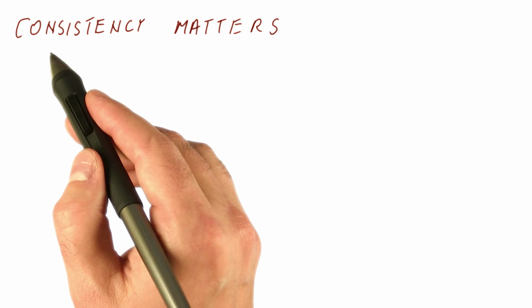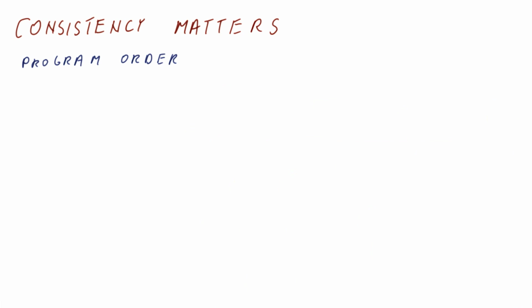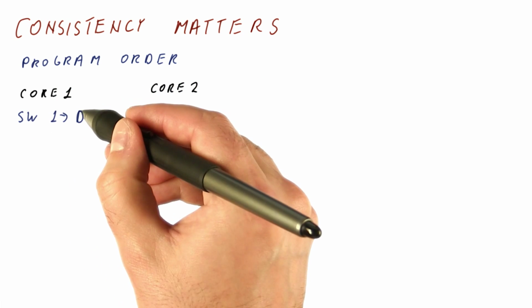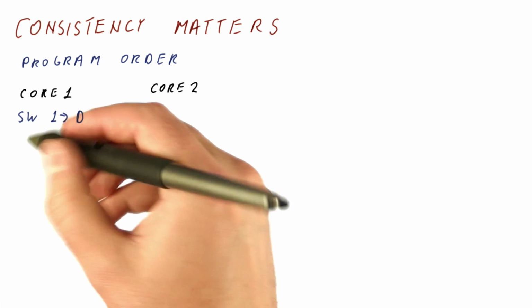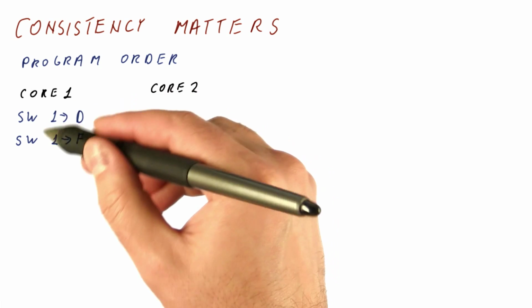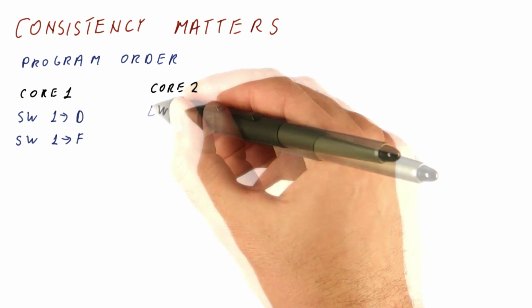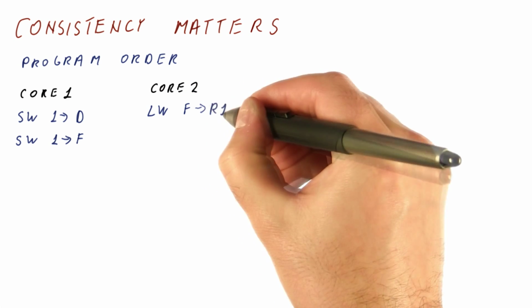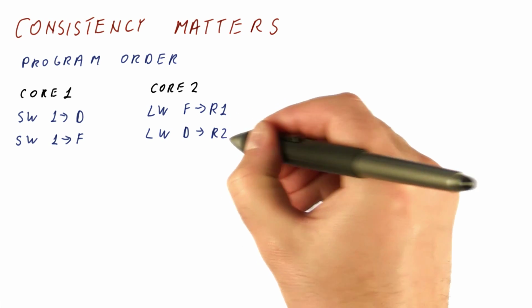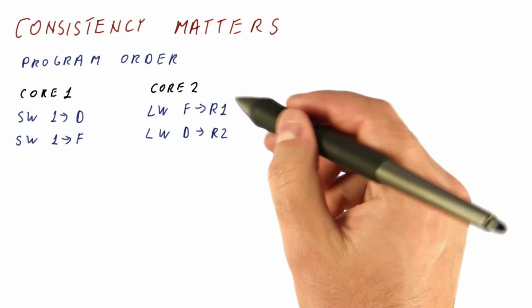It turns out that consistency does matter, and here's how. Let's say that in program order, two cores do this. The first core is gonna store A1 into location D, and then store A1 into location F. Let's say that D and F are both 0 initially. The second core loads F into R1 and then loads D into R2. And let's say that now we print the registers R1 and R2.